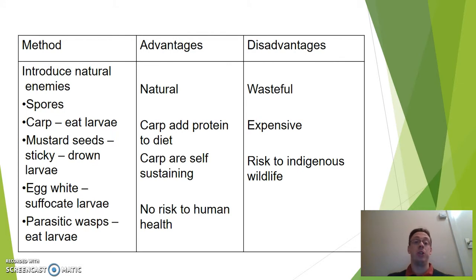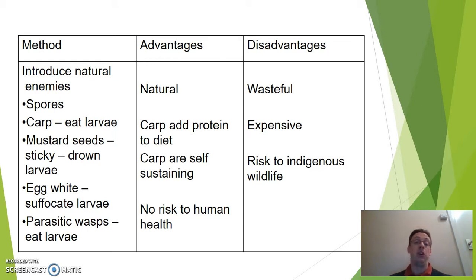Other methods: you introduce natural enemies to the mosquito. Now this can be spores that block up its ability to breathe. You can have carp, which literally just eat the mosquito larvae in the water. Mustard seeds: if you spread mustard seeds on areas of water where the mosquito has laid its eggs, they stick onto the larvae and drown them. Egg whites do much the same thing, where they suffocate the larvae, and there are various breeds of wasp that will also attack the larvae and eat them.